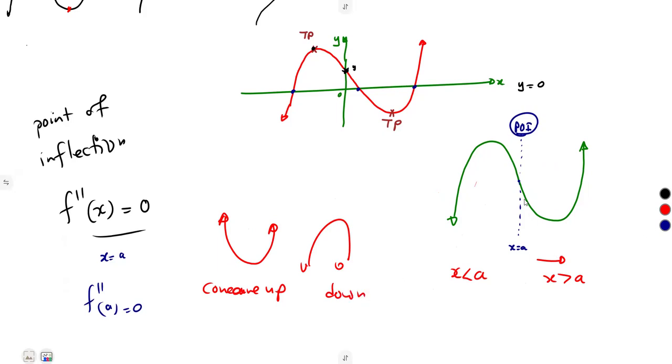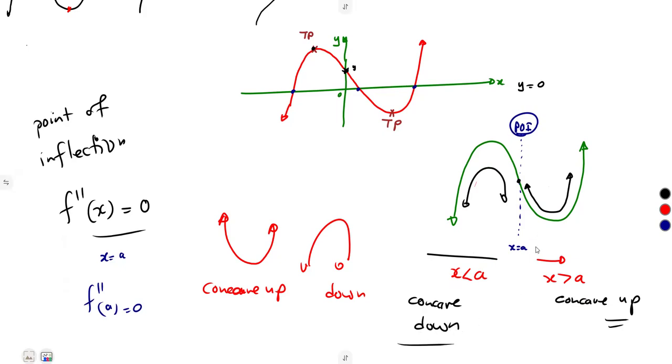From the value of x at the point of inflection, for values of x greater than a, for this shape that we have, we can see that our graph is facing up, like this. So it is concave up. For values of x less than a, on this side, our graph is facing down like this. So it is concave down.